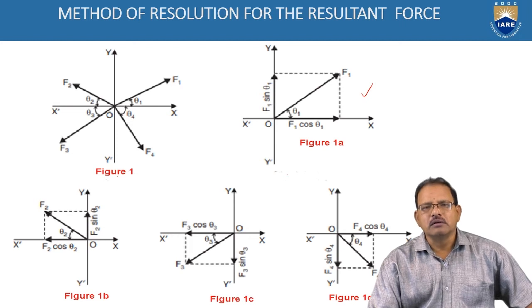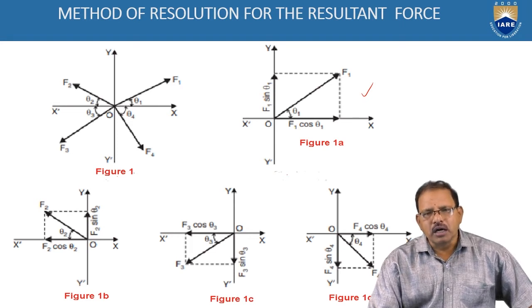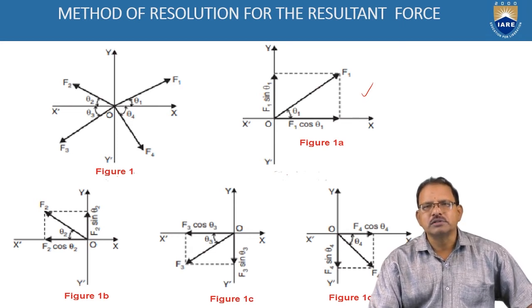Then the sum of the horizontal components of all the forces acting on the body is given by sigma H, which is equal to F1 cos theta 1 minus F2 cos theta 2 minus F3 cos theta 3 plus F4 cos theta 4. This algebraic sum should be equal to the horizontal component of the resultant force of F1, F2, F3 and F4.